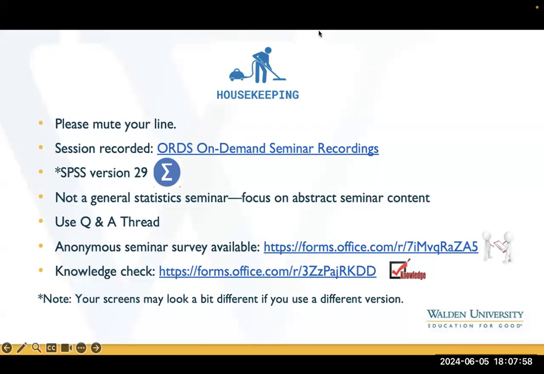Now, critical is that we're using SPSS version 29. That's the version that I am using. Some individuals may say, oh, my screen looks a little bit different, or I don't see where you're clicking. Understand, you may be using a different version, but the concepts and everything are exactly the same once you get to the right button. The next thing that's important is that this is not a general statistics seminar, meaning that I'm going to focus solely on the abstract content. What you read that this session was going to be about, that's what I'm going to focus on. I can't really answer all types of quantitative questions, and I think you understand that.